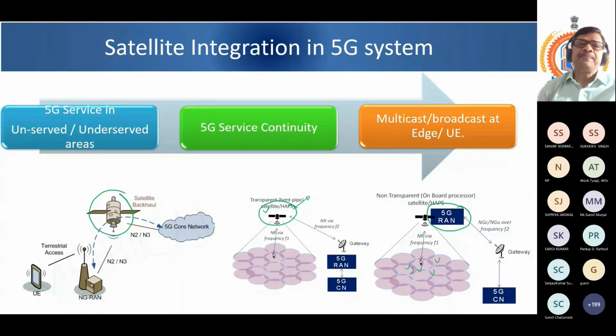With this, you can even use your mobile in an airplane or at sea when you're traveling. And also you'll be using the satellite for delivering multicast and broadcast at the edge. So basically, in summary, it is for unserved and underserved areas, and service continuity in planes or at sea. For multicast and broadcast, the satellite integration will be very, very helpful.